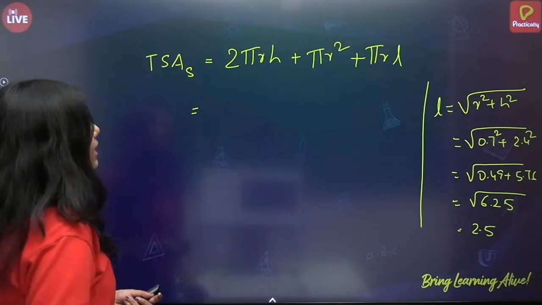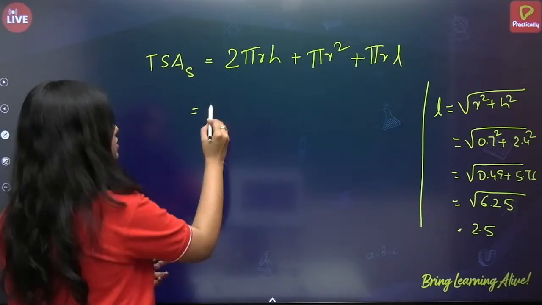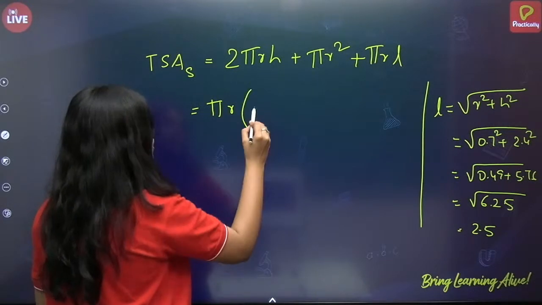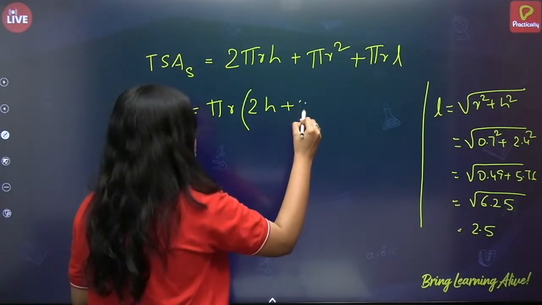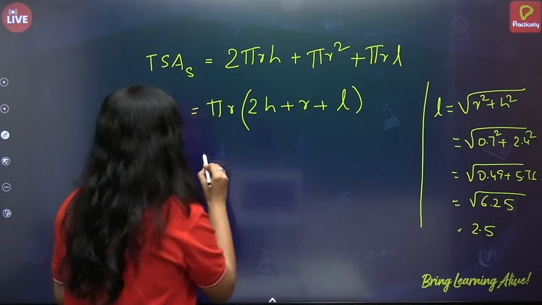So can I take pi common? I can also take r common. So let me take pi r common. 2H plus R plus L.